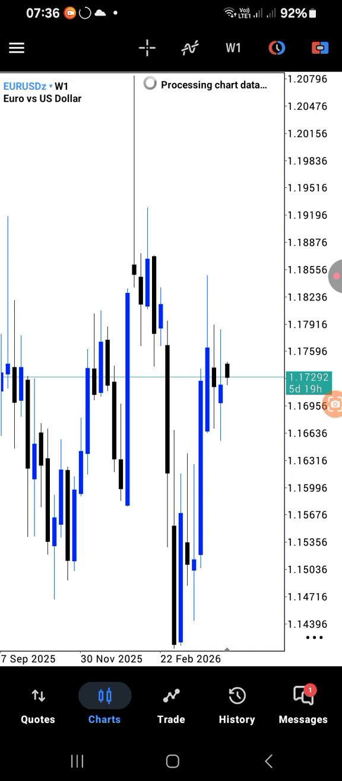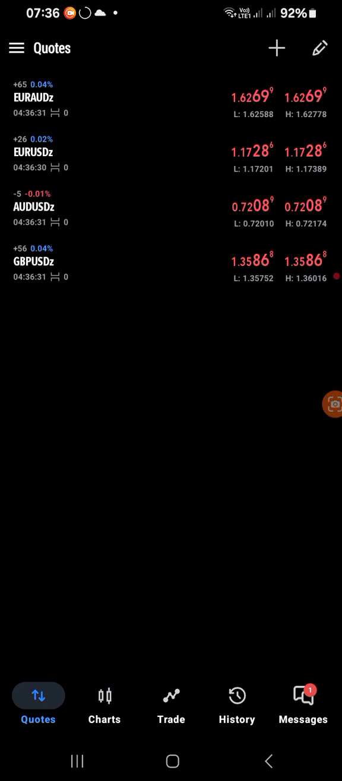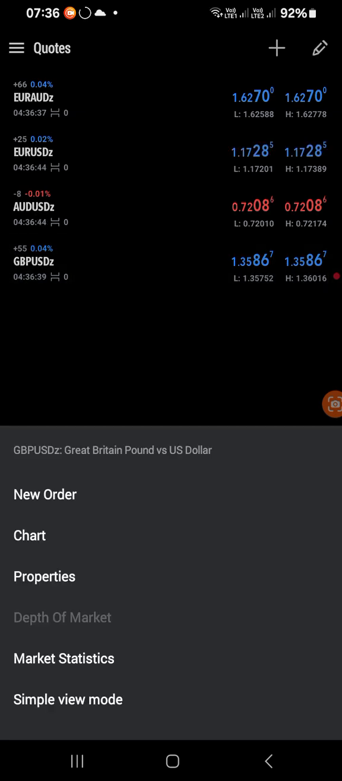So this is MetaTrader 5 and this is the Hero USD. This is the quotes pair where pairs are. These are the pairs that I'm looking at. So you just come and pick your pair. Let's say let's take GBP USD. You just come to GBP USD, then you press charts. Once you press charts, it will take you to the chart section.